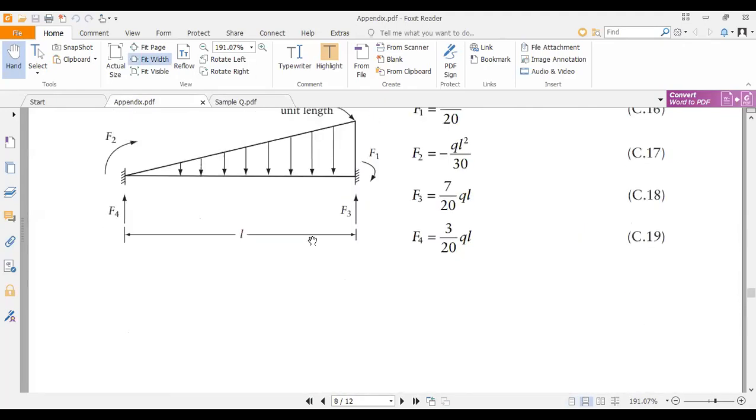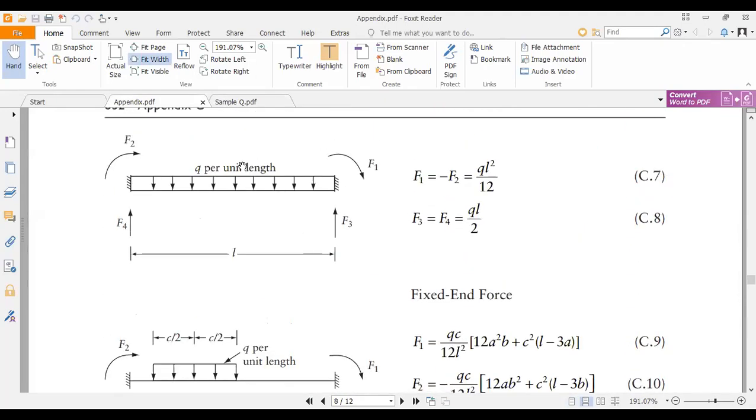Can you see? Your ends are fixed, right? So your fixed end moments F1 and F2, you can see it's marked in clockwise direction. So F1 is minus WL squared over 12, and F2 is plus WL squared over 12, right? So the shear is WL by 2, right?